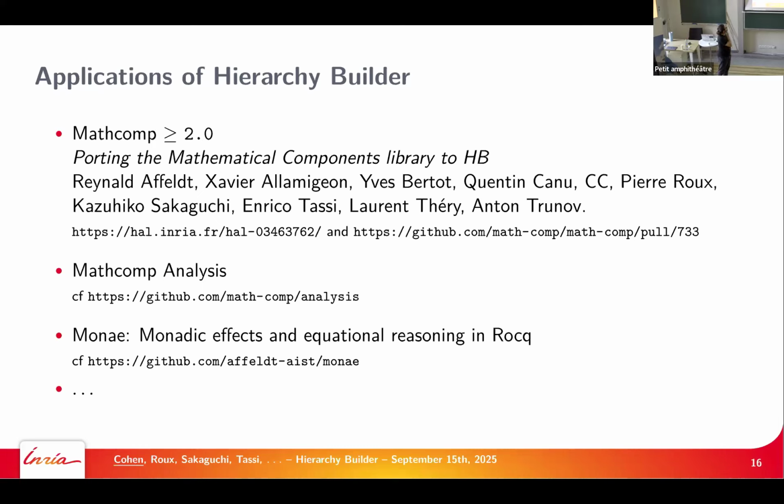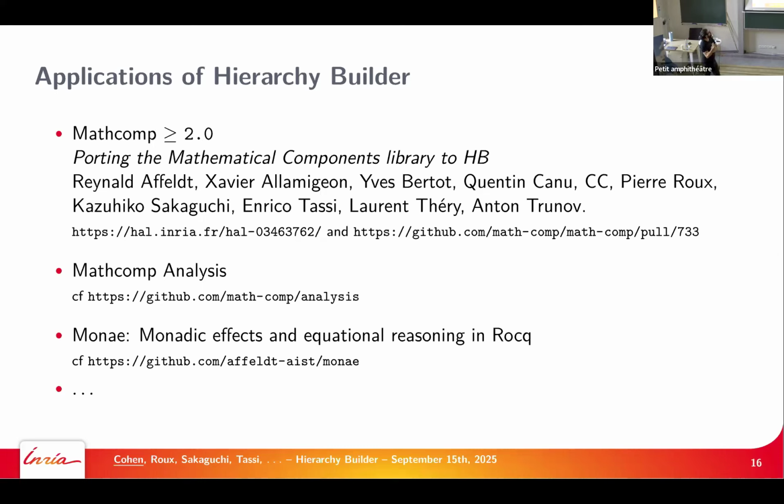So what are the applications? Maybe the first big application, it was the intent of the tool, was to make sure that the code of MathComp becomes simpler. So now it's done for a few years already. MathComp 2.0 uses Hierarchy Builder to build all its hierarchies, as well as the extension of MathComp, the analysis part. And actually many other developments that I'm not involved in start using Hierarchy Builder, starting with, so this is one of the early adopters, the Monadic Effects and Equational Reasoning in Rocq library.